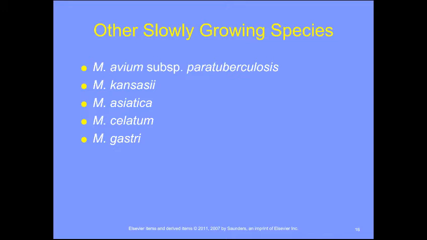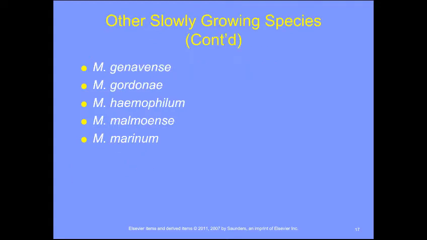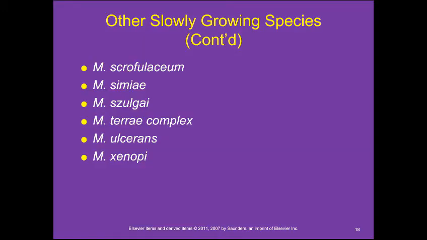Now, these are the other slow-growing species. You have M. avium, subspecies paratuberculosis. You have M. kansasii, M. asiatica, M. celatum, and M. gastrii. You have your M. genavense, M. gordonae, M. haemophilum, M. malmoense, and M. marinum. Ito marinum, nakakatuwa itong marinum eh.